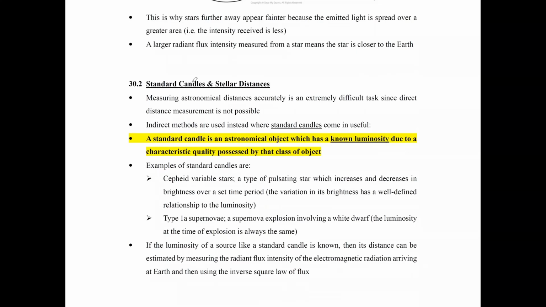Now for the next part, we move on to standard candles and stellar distances. Now, if you want to measure the distance between the Earth and a star, measuring those astronomical distances accurately is an extremely difficult task because direct distance measurement is simply not possible. So we would have to rely on indirect methods instead, where standard candles now come in useful.